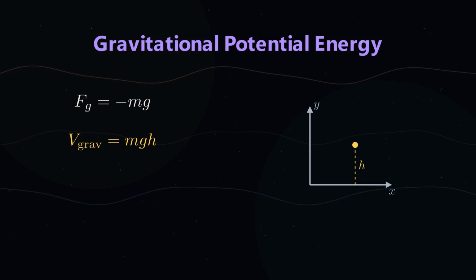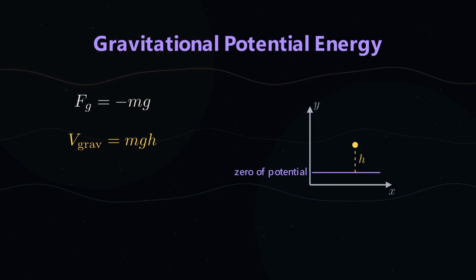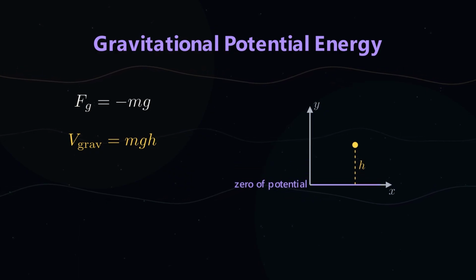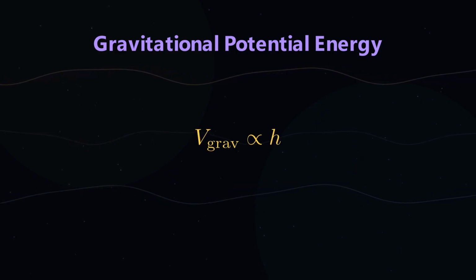This reference level is called the zero of potential energy, and it is arbitrary. We can choose the ground as 0, a table as 0, or any other height. What matters physically is not the absolute value of potential energy, but its variation. So, intuitively, the higher the body is, the greater its gravitational potential energy.